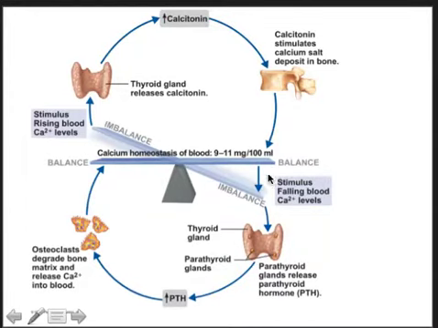If, on the other hand, we have a drop in blood calcium levels, we will stimulate the parathyroid glands to secrete parathyroid hormone. This will increase osteoclast activity, which will result in more calcium being released into the bloodstream, and now calcium levels will go back to where they were before we originally saw them drop. So these two hormones work together.